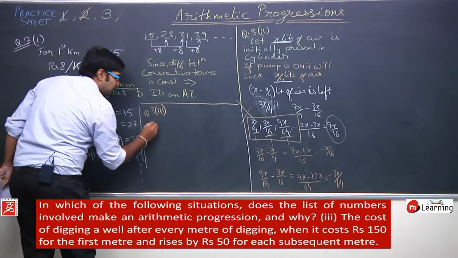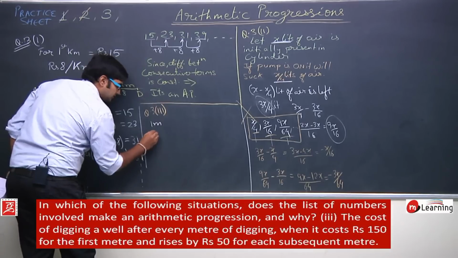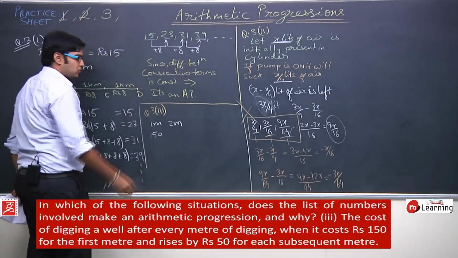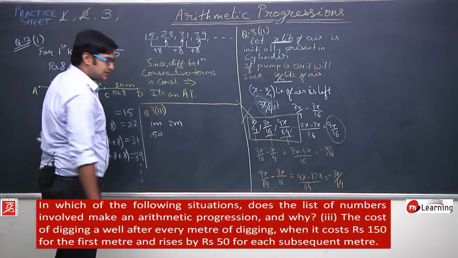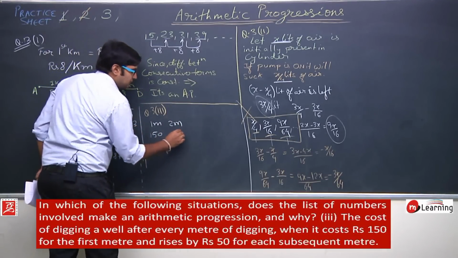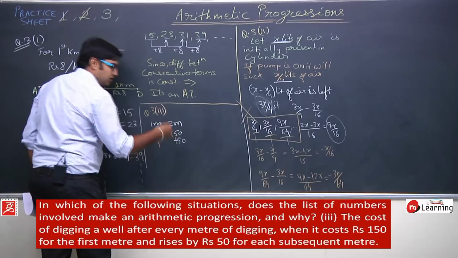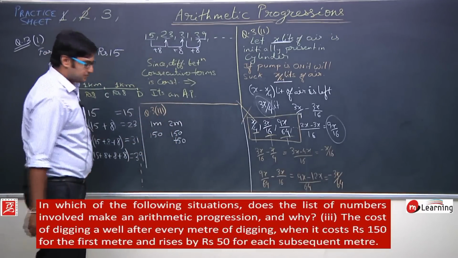If I have a well of 1 meter, I need to pay rupees 150. If I want to have a well of 2 meters, I need to pay rupees 150 for the first meter and then rupees 50 additional for the next meter.